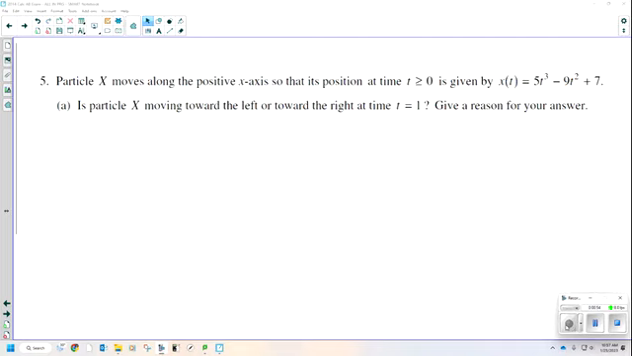5a. Particle X moves along the positive X axis so that its position at time t greater than or equal to 0 is given by X of t equals 5t cubed minus 9t squared plus 7. Is particle X moving toward the left or toward the right at time 1? Give a reason for your answer. So all we really have here is position.